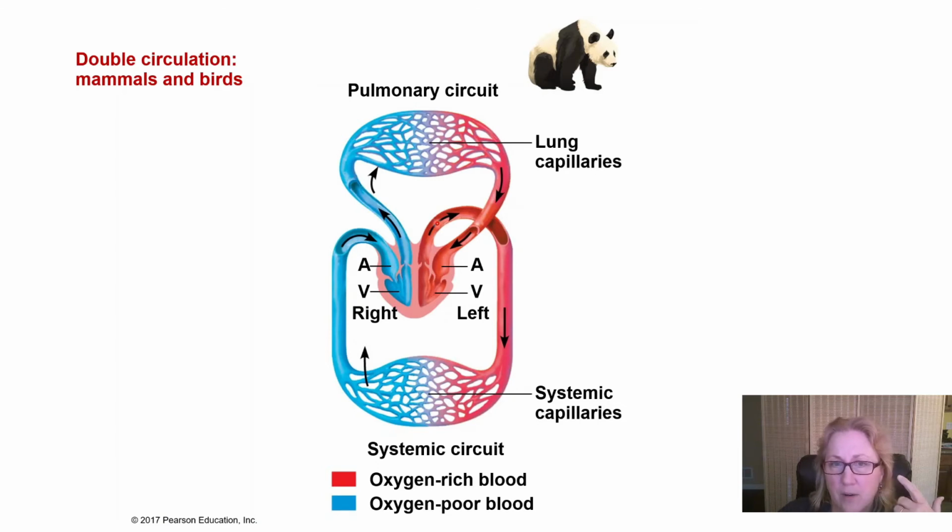And the arteries are always the vessels that are leaving the heart, even though the pulmonary artery is carrying deoxygenated blood. This is a more efficient system, because there's no mixing of the oxygenated and the deoxygenated blood as it leaves the heart. So this allows for higher oxygen levels in the blood.